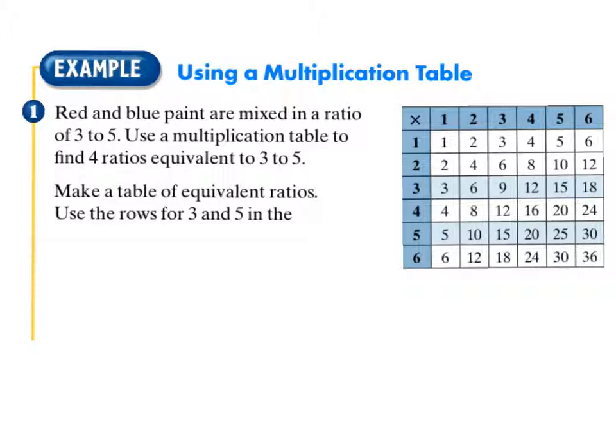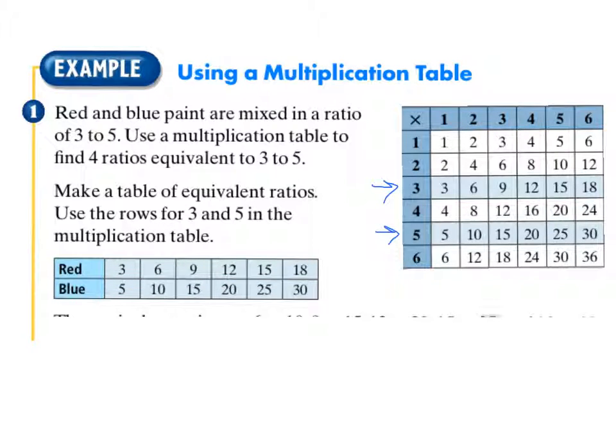So to make a table of equivalent ratios, we're going to use the rows for 3 and 5 in the multiplication table. So that's the row for 3 and the row for 5. If we do that, we're just taking the numbers and transferring them into their own individual table. So we have our original 3 to 5. Then the very next numbers, 6 and 10, 9 and 15, 12 and 20, 15 and 25, and 18 and 30.